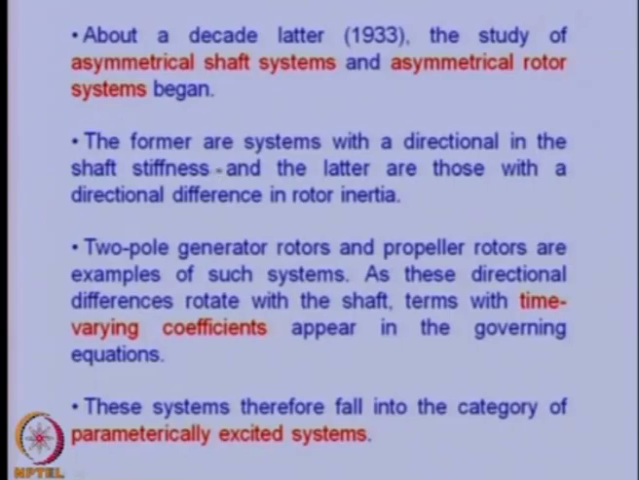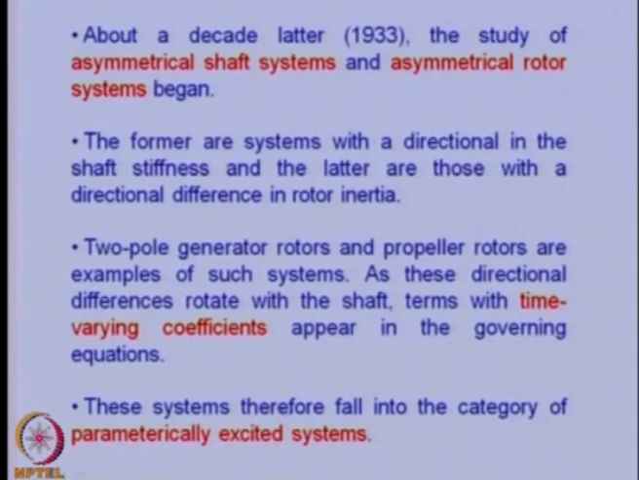That means the shaft stiffness changes with direction as it rotates, and the latter are those with a directional difference in the rotor inertia. With some figures we will see these two kinds of asymmetry in the shaft system and rotor system. A two pole generator rotor and propeller rotors are examples of such systems. The two pole generator system is an example of an asymmetrical shaft system, and propeller rotors are an example of an asymmetrical rotor system. As these directional differences rotate with the shaft, terms with time varying coefficients appear in the governing equation.